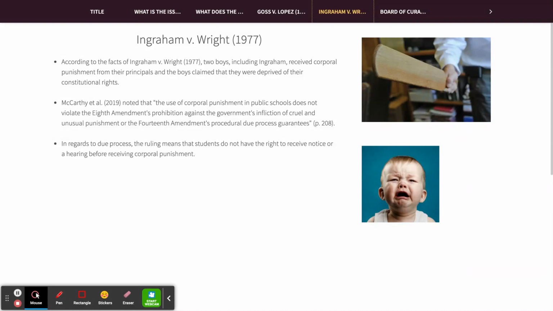So in essence, if administrators decide to give corporal punishment, they'll usually have a slip. Like at our school, we have a slip that they'll sign on their agenda, and this is just saying that they don't have to go through a whole process like they would if they're given a suspension.